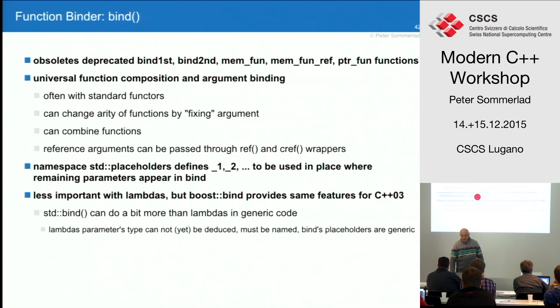Bind. If I change the arity, I mean you can have a binary function, two parameters, and change that to a unary function by fixing one of the arguments. And to refer to the remaining free parameter that still has to be provided, you use so-called placeholders, and they have specific names, _1 and _2 and up to _9.